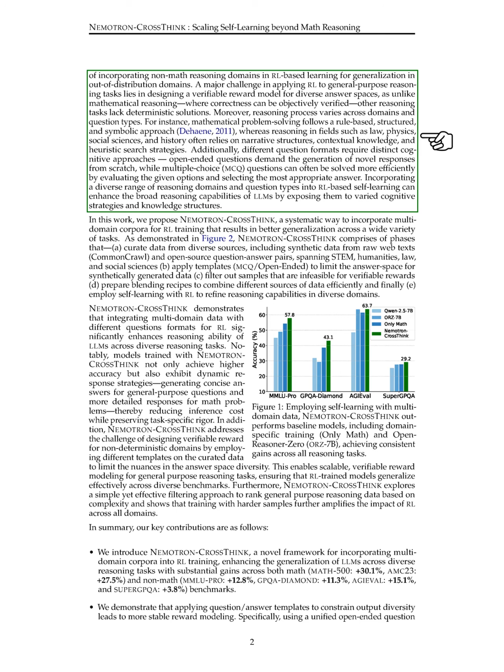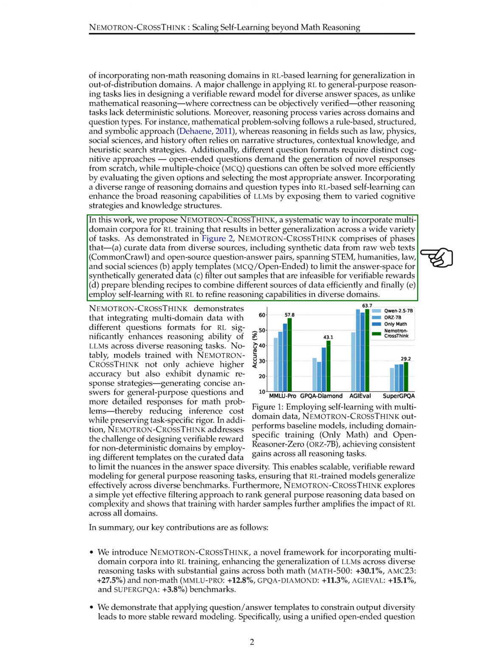generalization. A key issue in using RL for general reasoning tasks is creating a reward model that can verify diverse answers. Unlike math, where correctness is clear, other reasoning tasks often lack definitive solutions. Different domains and question types also require unique reasoning approaches. For example, math problems follow strict rules, while fields like law and social sciences depend on context and narrative.